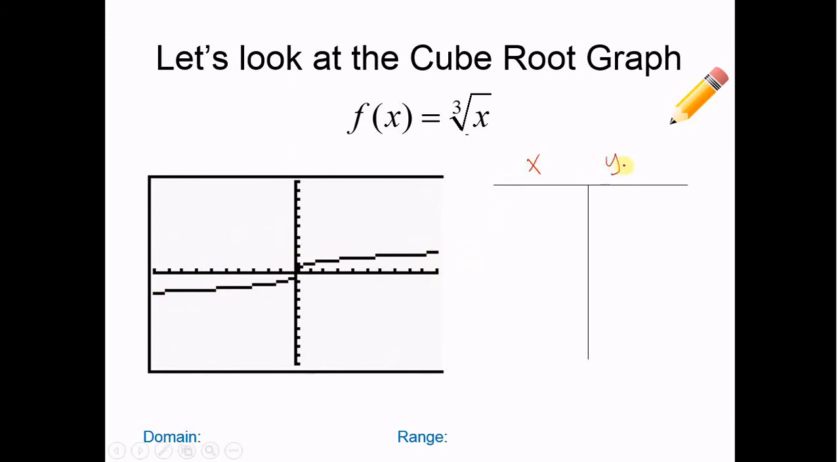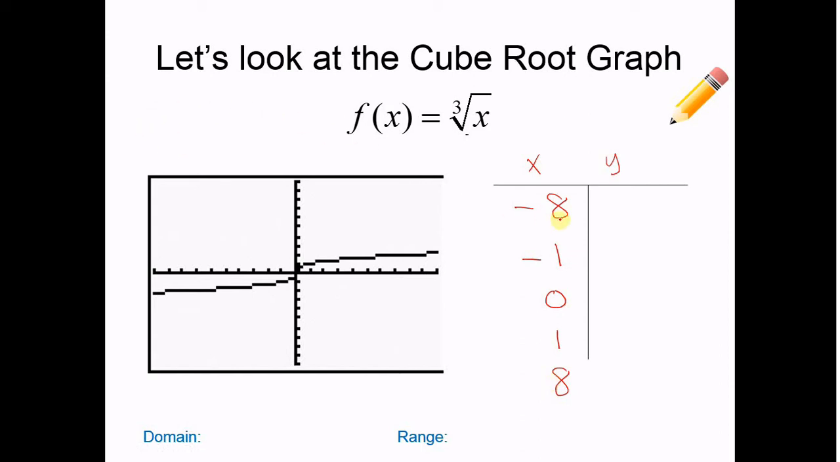Here is the general table that we're going to use for this one. Cube roots can use negatives, so let's not forget about my negatives here. We're going to use -8, -1, 0, 1, 8. That is going to be our general table, our parent table, if you will, for these ones.